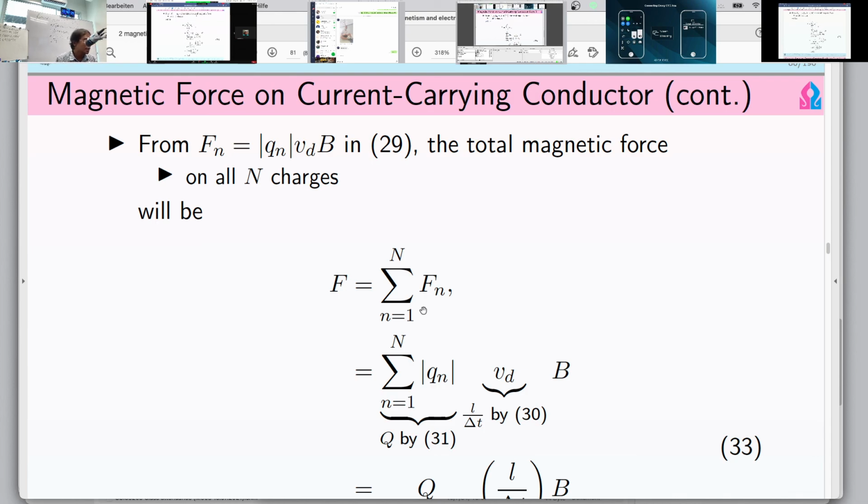And let's get into the force for the N particle.